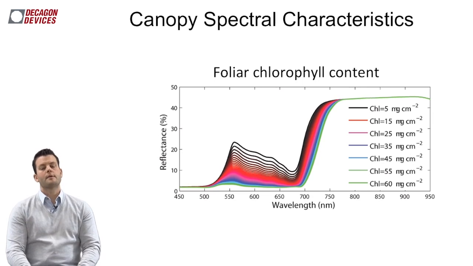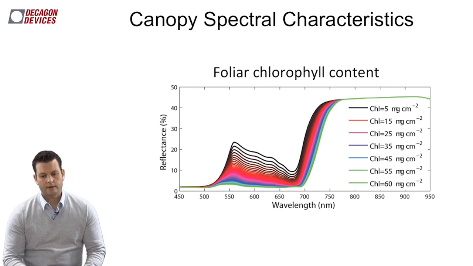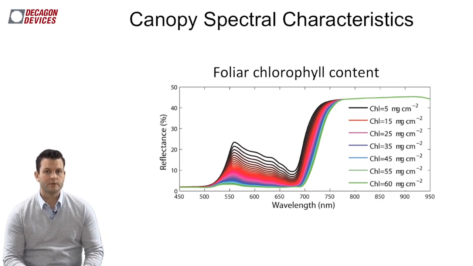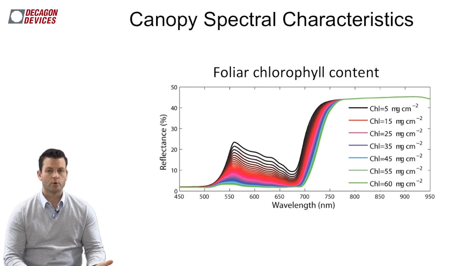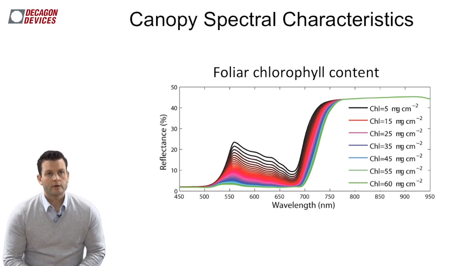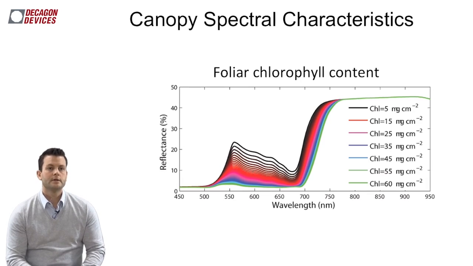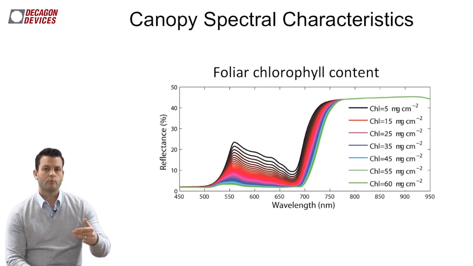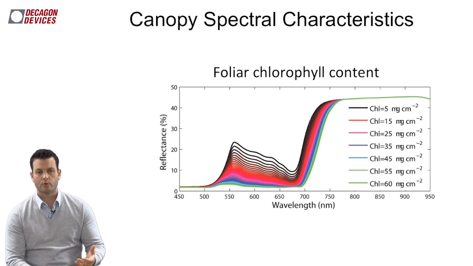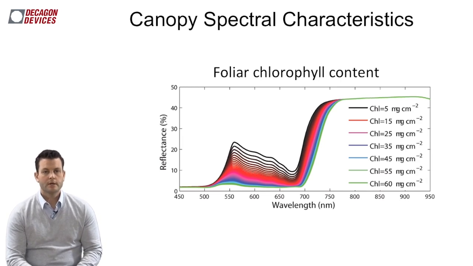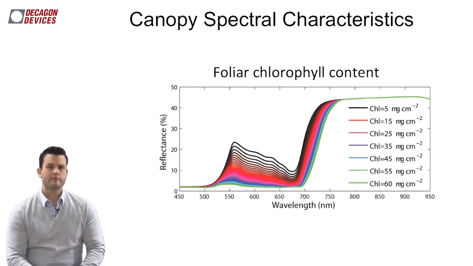So in the next few slides, I'm going to step through various spectra and show you how different components of plant canopies might affect spectra across the wavelength range through the visible, near-infrared, and beyond. To start with here, I'm showing foliar chlorophyll content at various levels. And you can see that as I vary chlorophyll content, this spectrum will change very dramatically, especially in the visible region between the green and the red, and just touching a little bit into the near-infrared as well.